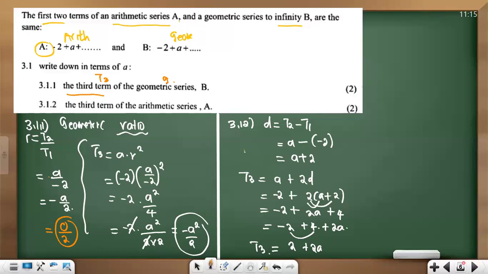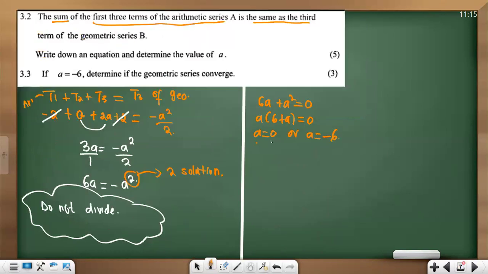So we have to restrict. A cannot be 0, so A is not equal to 0. The only solution that I have is -6. All right. If A equals -6, they're actually selling themselves. If A is -6, determine if the geometric series will converge.